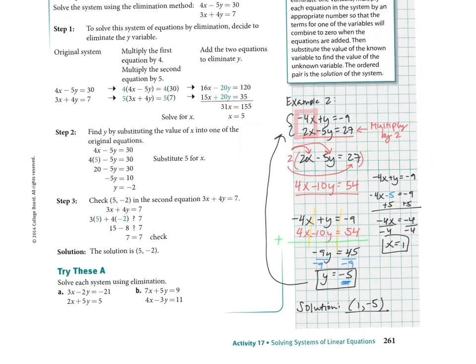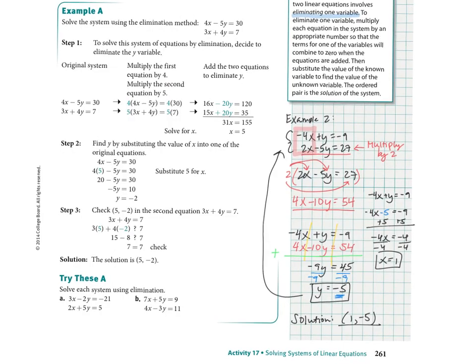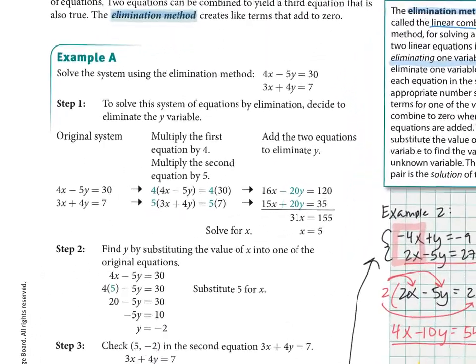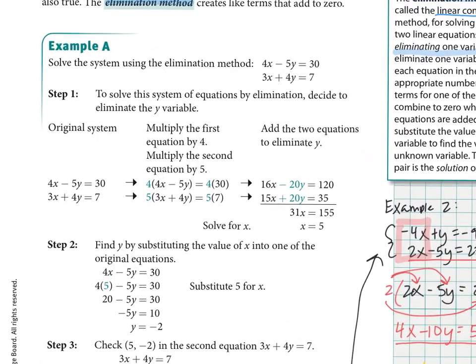So let's zoom out a little bit. All right, so they start looking at example A. So they want us to solve this problem using the elimination method. So looking at this, we can see all our variables are lined up vertically. We can see when we would add our x's and our y's together that neither of those variables cancels.